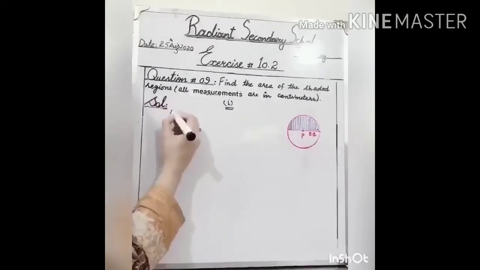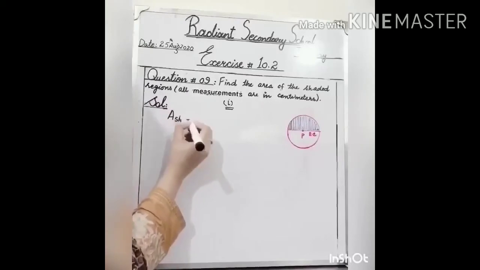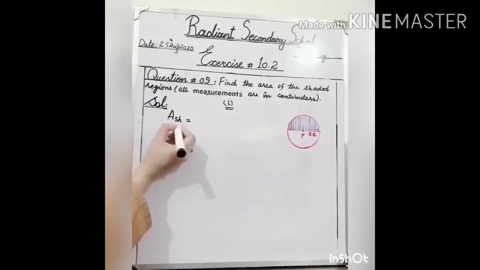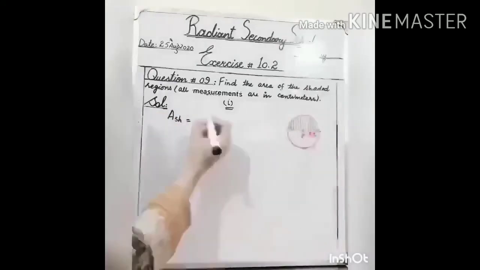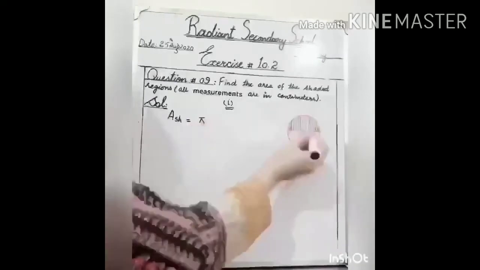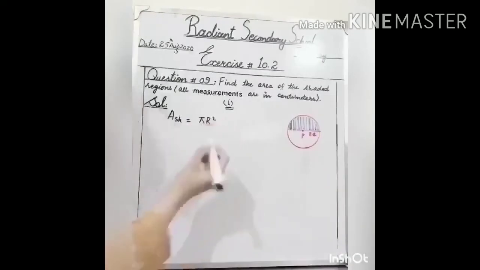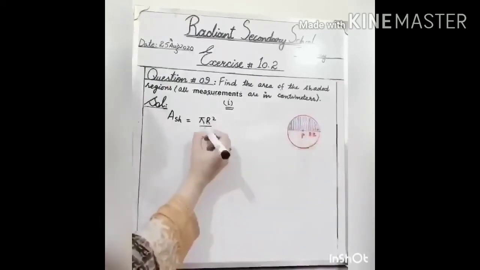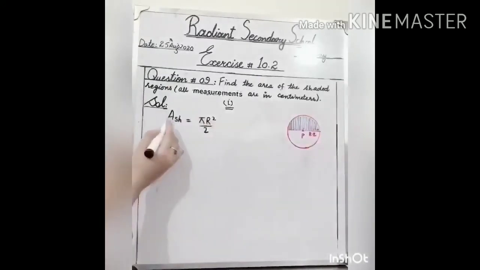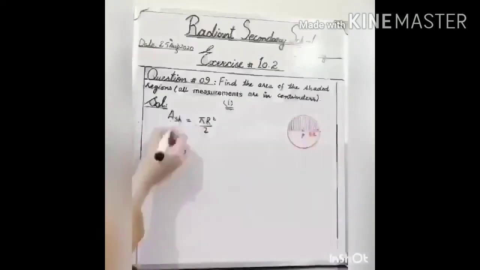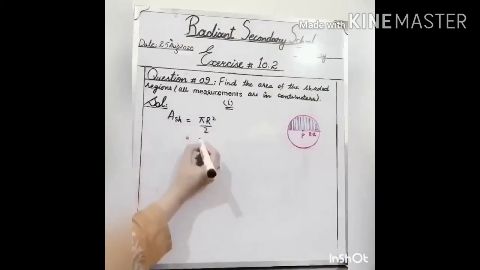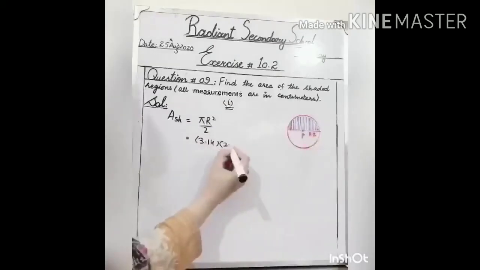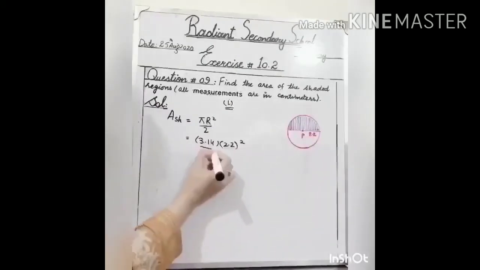We will write the area of the shaded region as A_SH. This SH stands for the area of the shaded region. This is a circle, so the whole is a circle. The area of a circle is pi r square and this is a semicircle, so we divide it by 2. So the area of the shaded region is a semicircle. So area of shaded region is equal to pi r square by 2. The value of pi is 3.14. Here the radius is given as 2.2, squared, divided by 2.